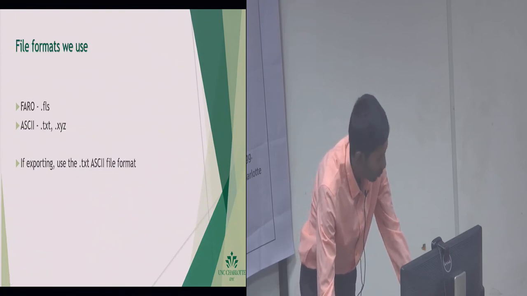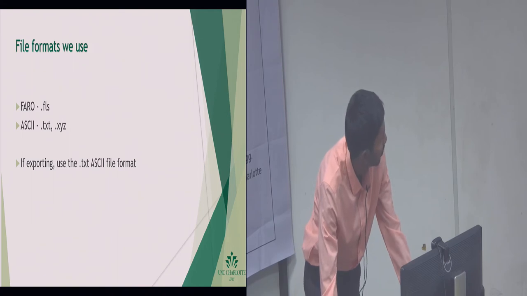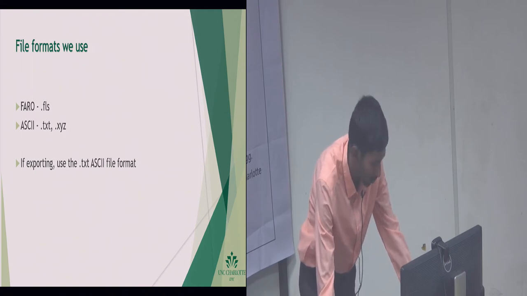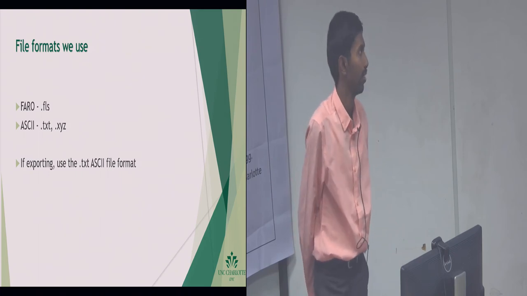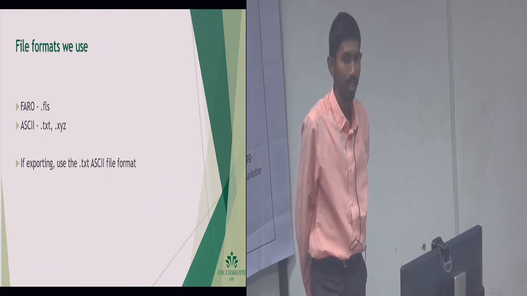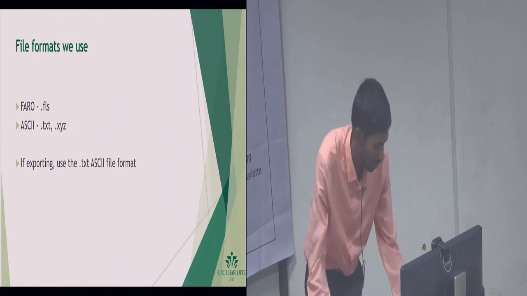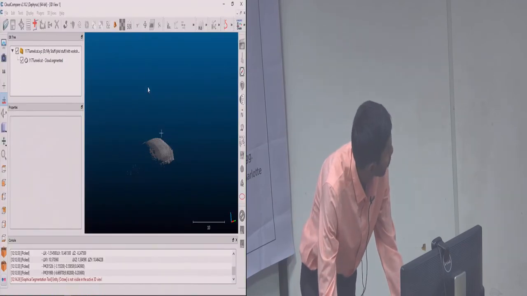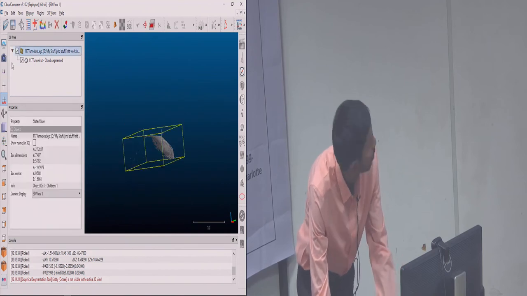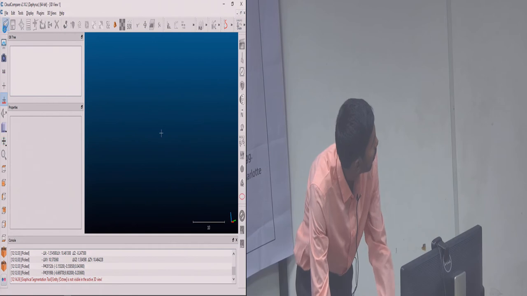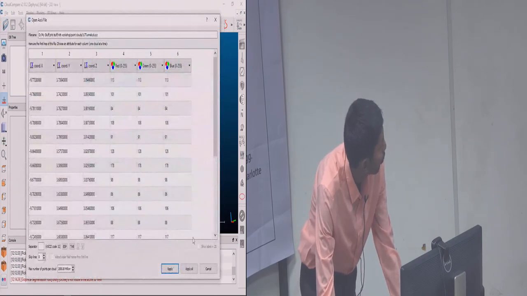So the file formats we use are FLS, TXT, and XYZ. FLS is the Faro file format. TXT and XYZ are ASCII file formats. Now I delete the entire thing to open it again.